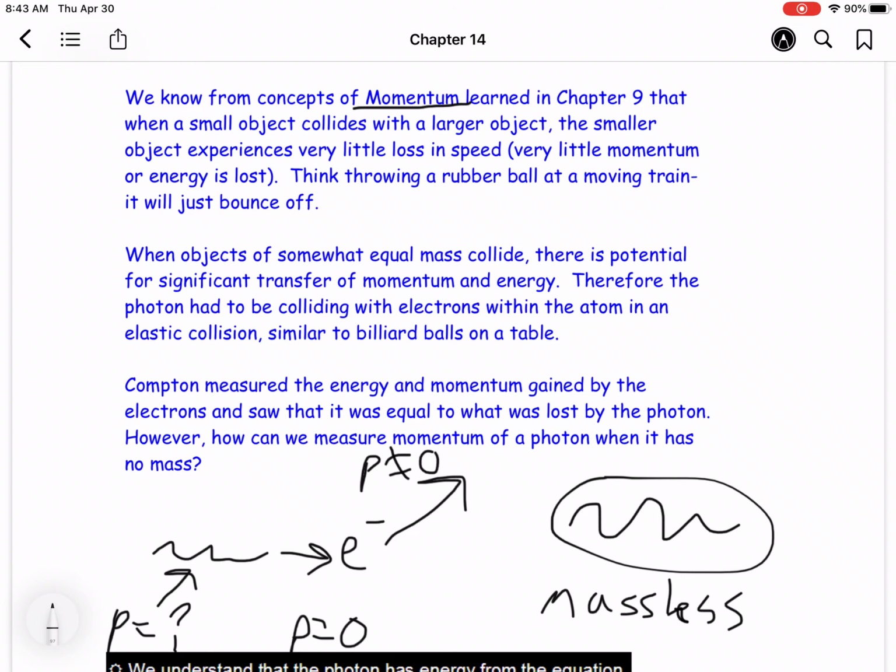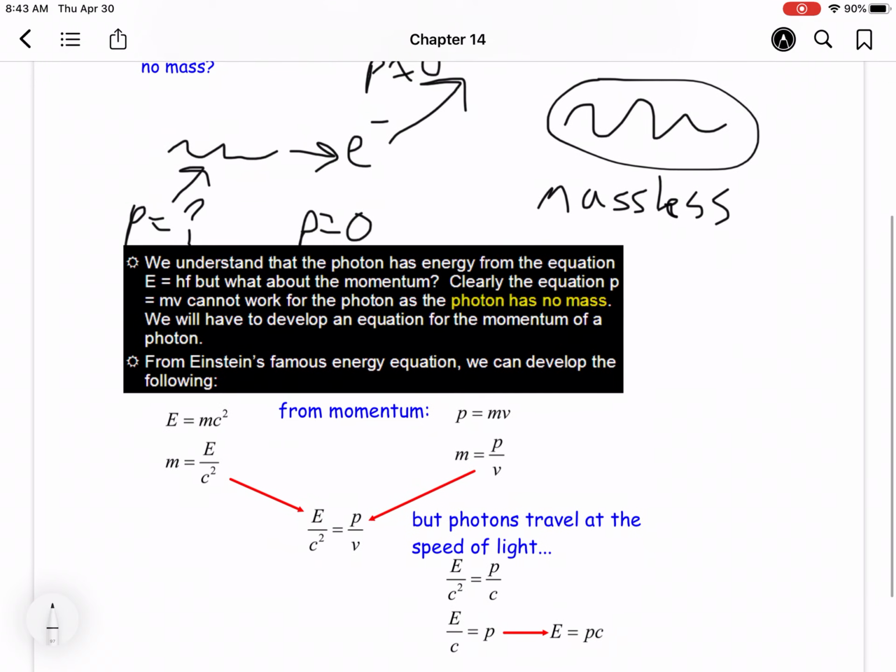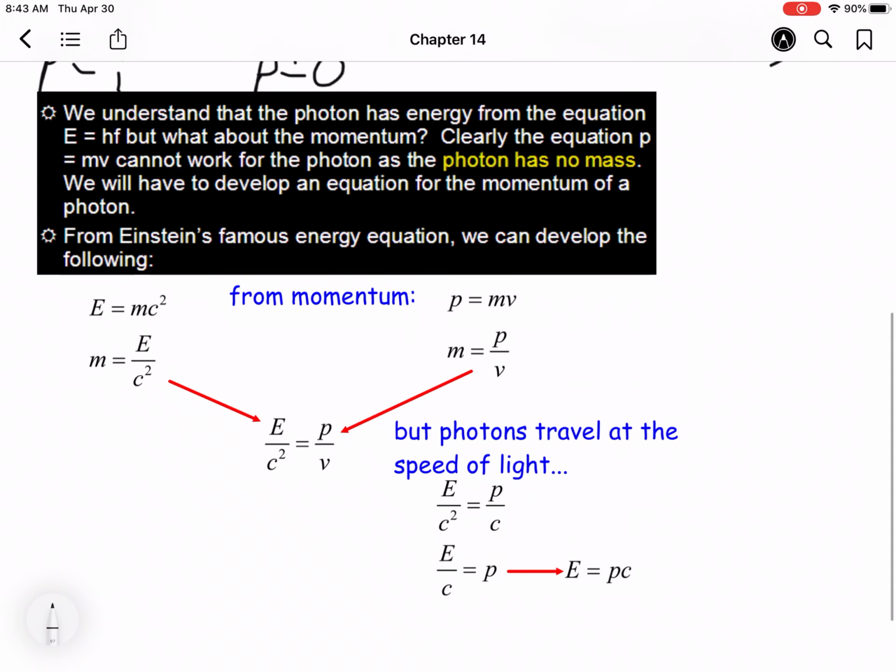They're massless. So since they have no mass, how can they have momentum? This is where we're going to bring in a few things. First of all, since a photon has no mass, we can't use m. But what we can do is look at two equations that make sense.